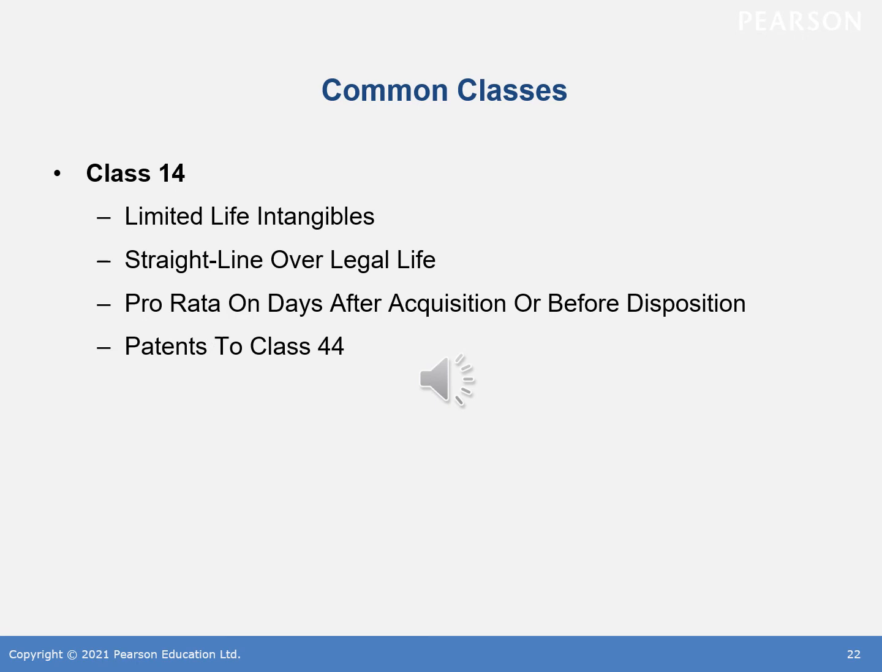Class 14 is for limited life intangibles. It's straight line over the legal life, and it's pro rata based on days. There's no half year at the beginning or the end. It's based on the actual number of days that asset was owned and used by the organization. It's important to note that patents are included in a different class, being 44.